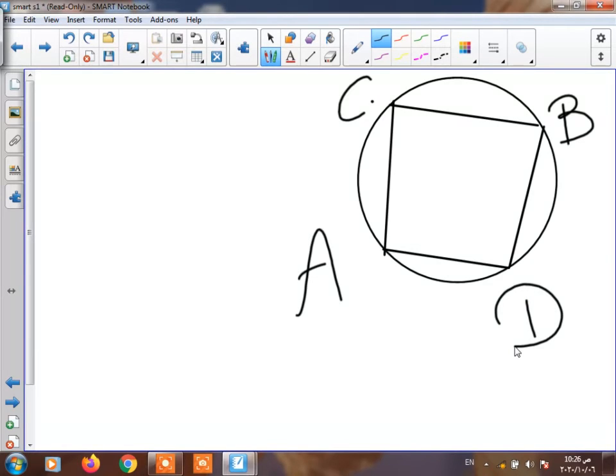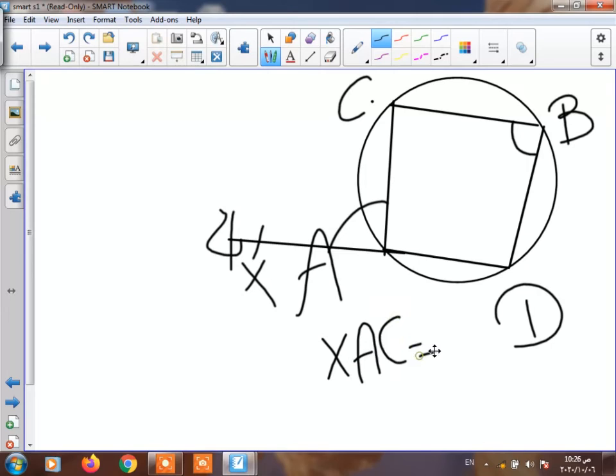Number 4, or the fourth case of a cyclic quad: if you have a vertex like A and you go out like here, like AX, what about this angle? This angle is going to be an exterior angle. The measure of the exterior angle equals the opposite interior angle, the one in front of it. So measure of angle XAC equals angle B. The exterior angle equals the one opposite to its adjacent.